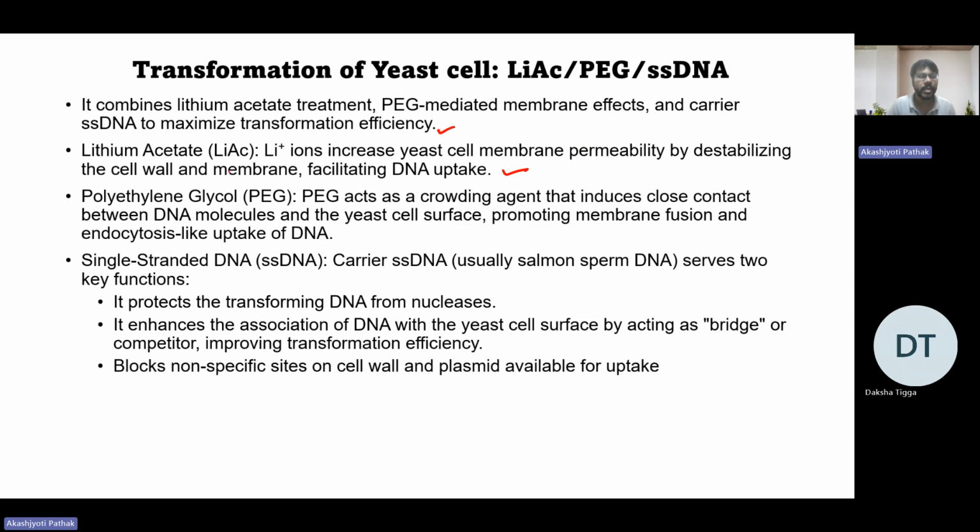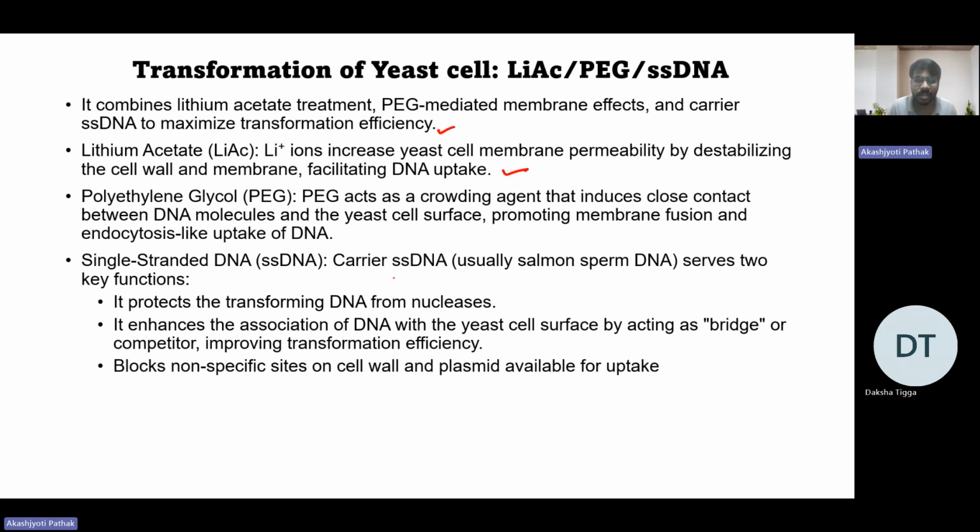In the next step, polyethylene glycol is added. This polyethylene glycol acts as a crowding agent that induces close contact between DNA molecules. Actually, before this step, the single-stranded DNA is added. Why? Because this single-stranded DNA blocks the non-specific sites on the cell wall and makes the plasmid available for uptake. So after you have treated with lithium acetate, next you add single-stranded DNA.